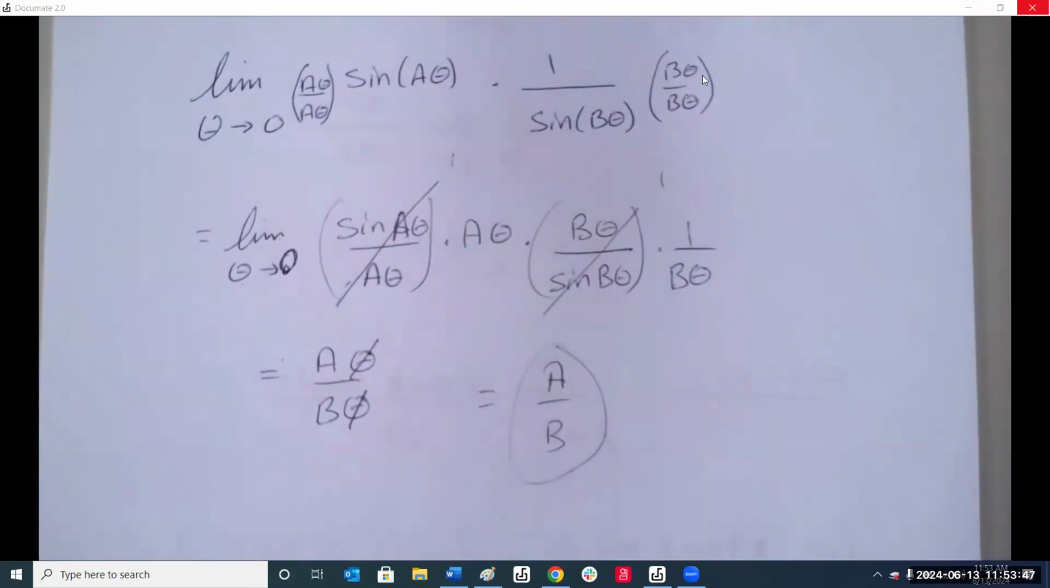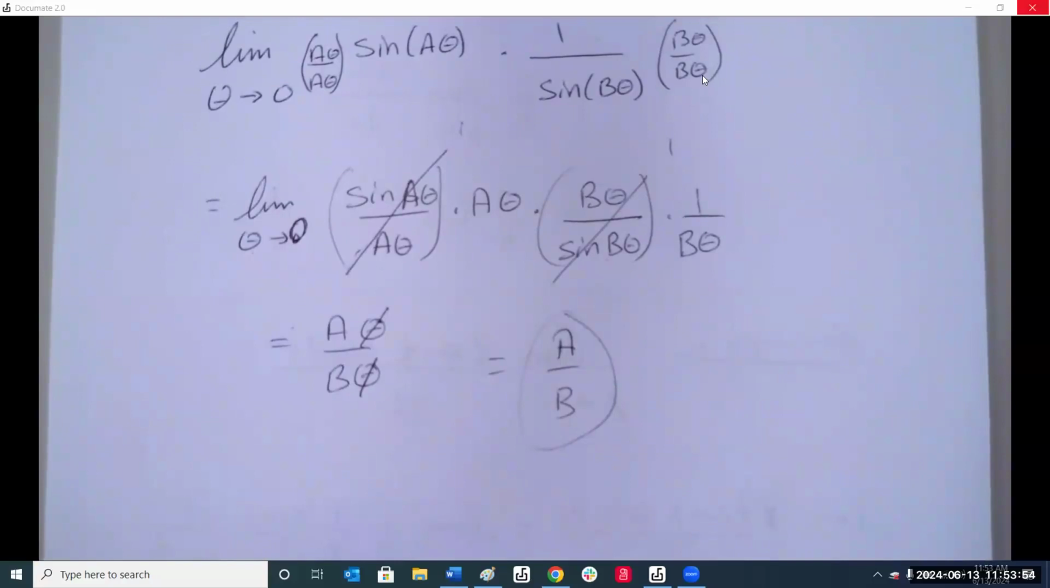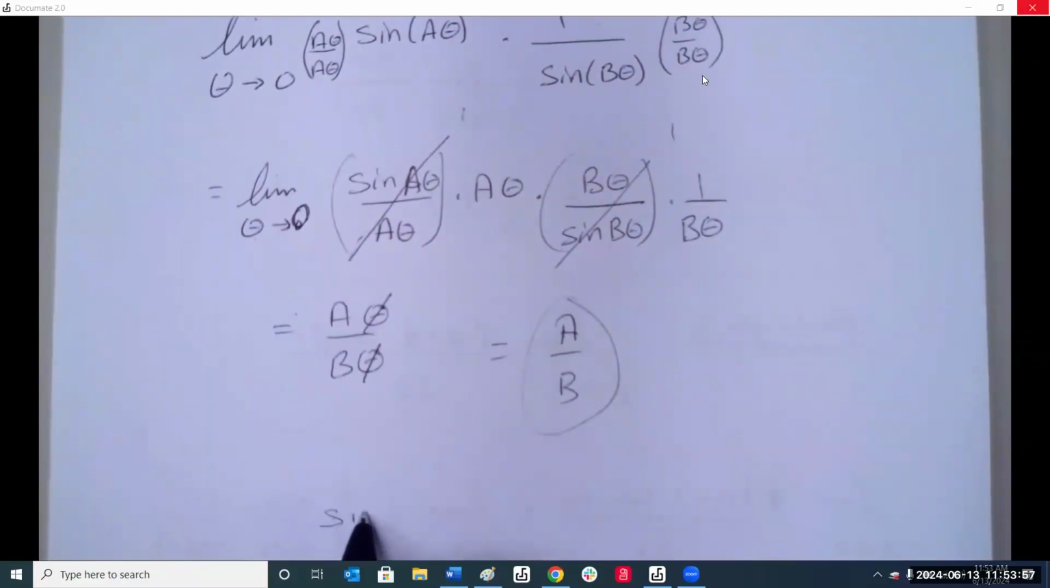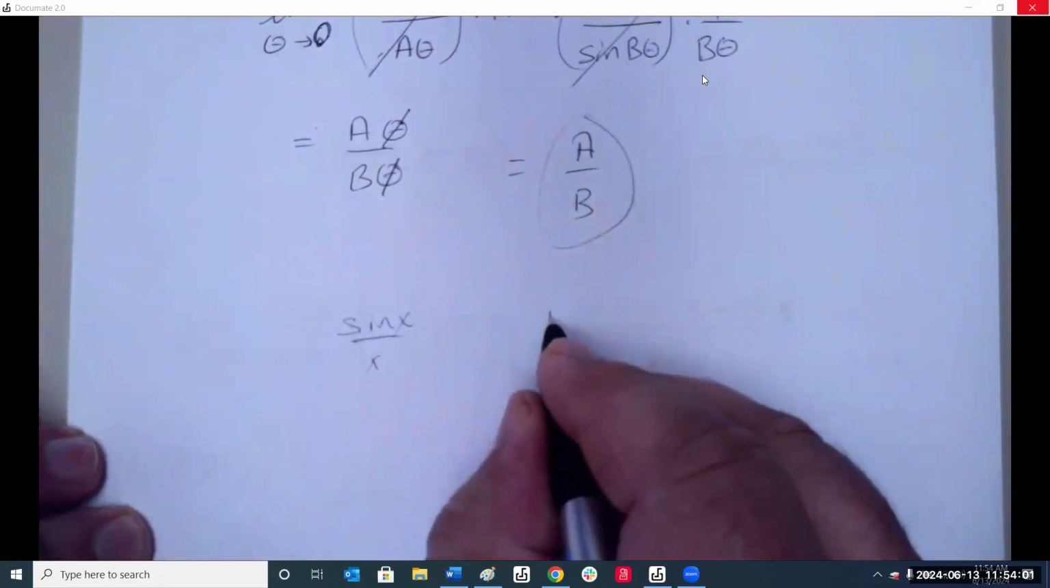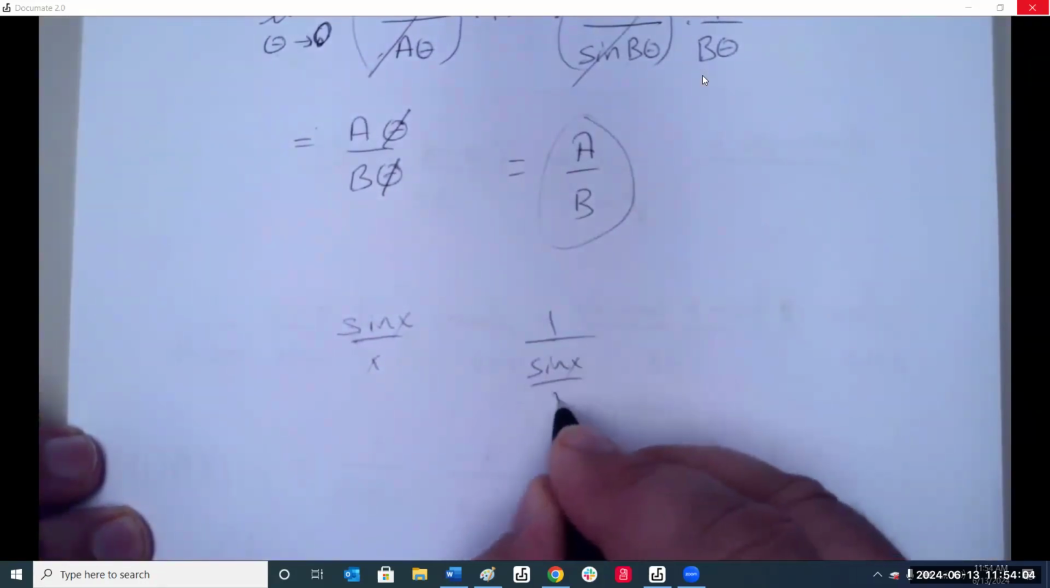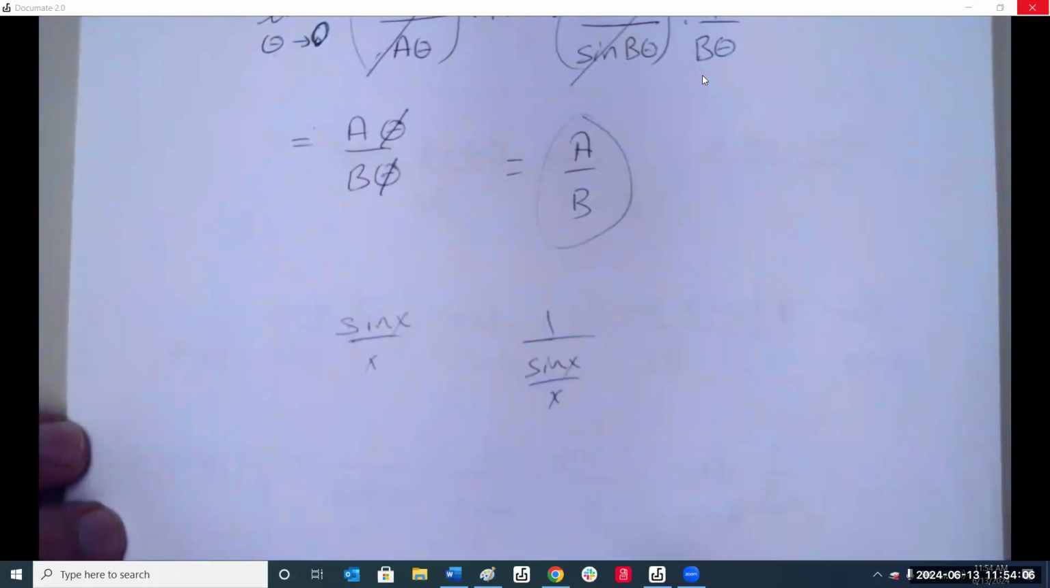How did B theta over sine theta become 1? That was because if sine x over x is equal to 1, then what if I had 1 over sine x over x? This is still the same because it's a quotient theorem. So that becomes x over sine x. All right, that does it for that section.